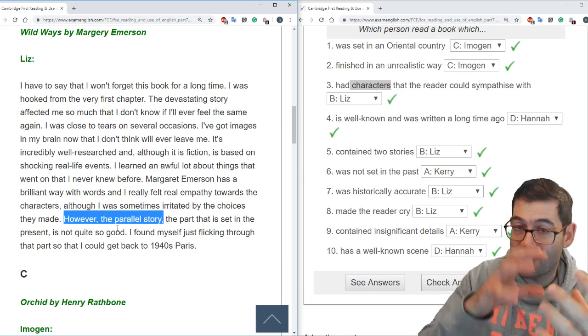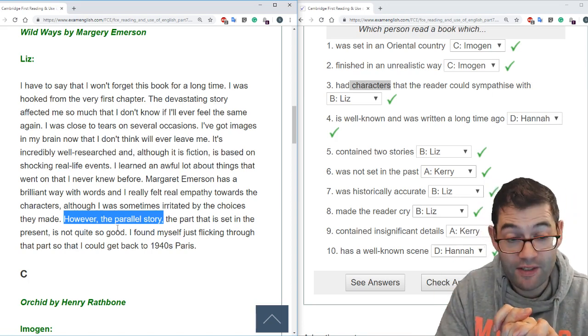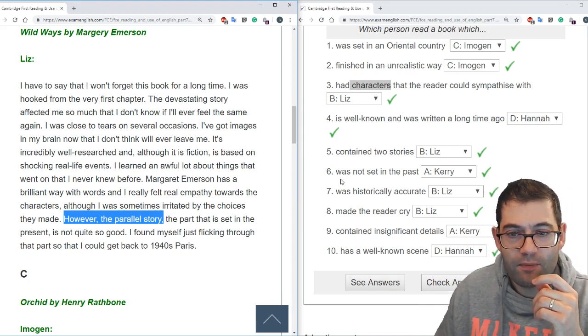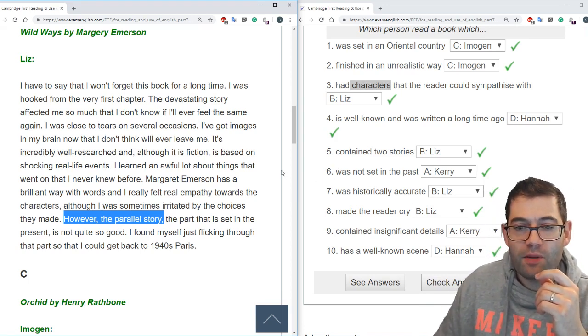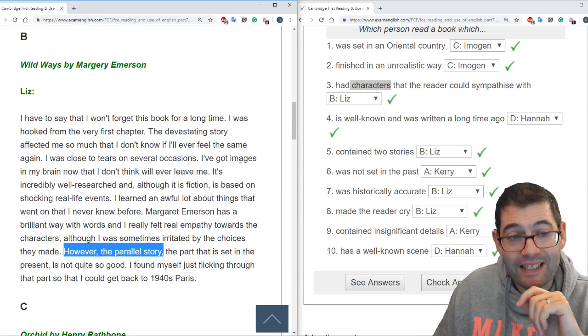So there was a bit that was set in the past and a bit which is set in the present. So this gives us our two stories, and that's why the answer is B. For question number 6, which person read a book which was not set in the past?